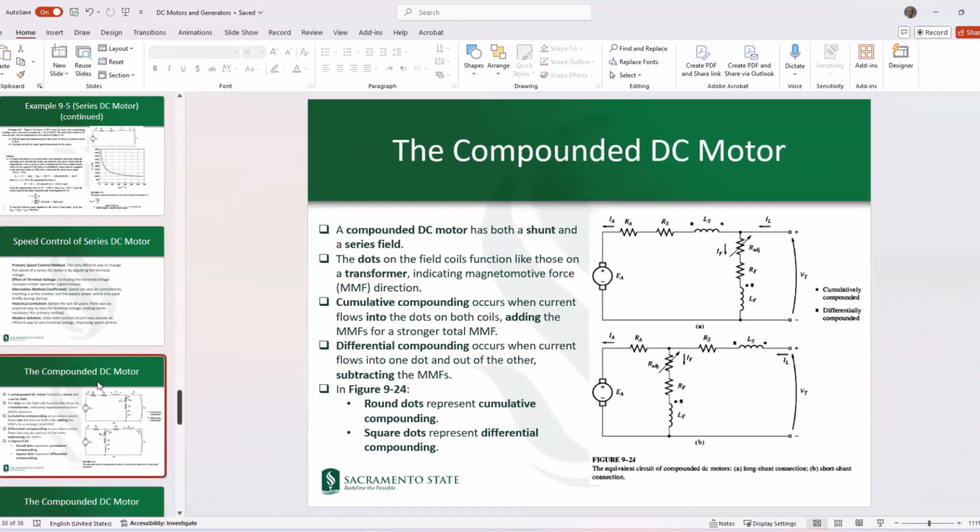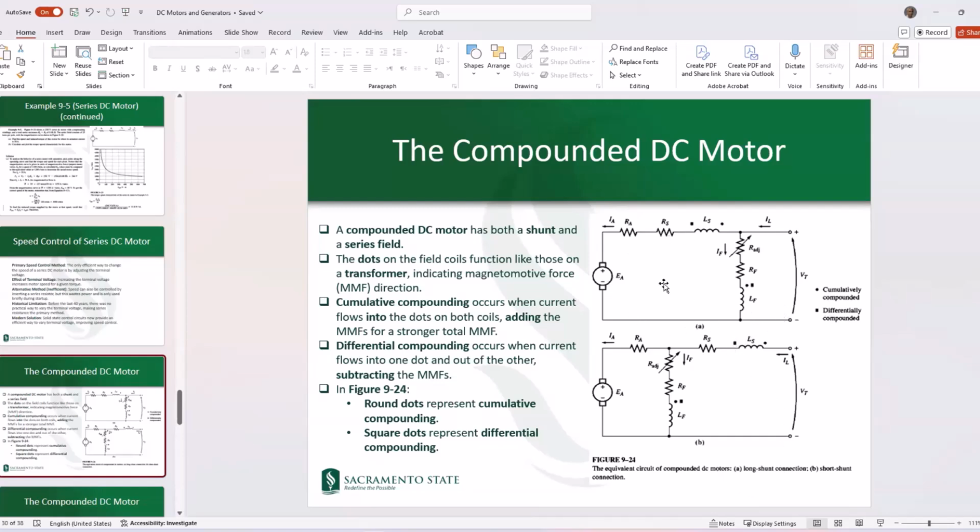Now, let's go to compounded DC motors. What are they? A compounded DC motor has both a shunt and a series field, so it combines characteristics of both shunt and series DC motors. We have two topologies in here.